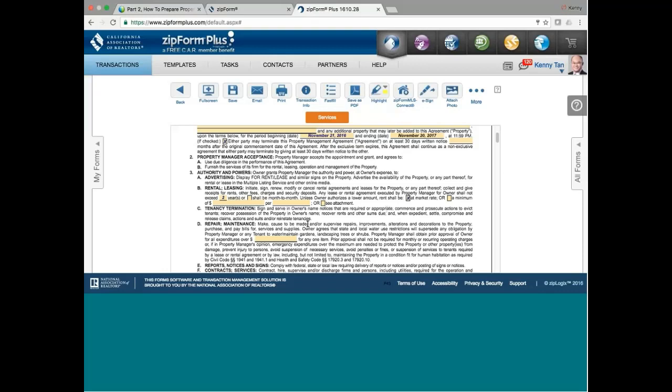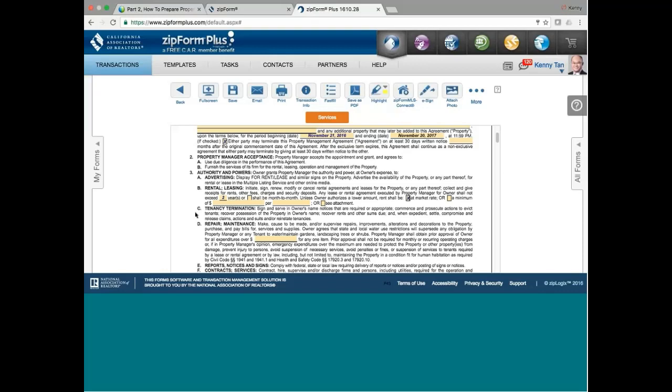Tenancy termination. Now this particular clause actually gives the agent the power to sign all termination notices as if you're the owner. That's what it is. And also to prosecute actions to evict tenants. So I don't see why you need to have the landlord be the plaintiff in an eviction if paragraph C already gives the property manager the power to commence eviction.